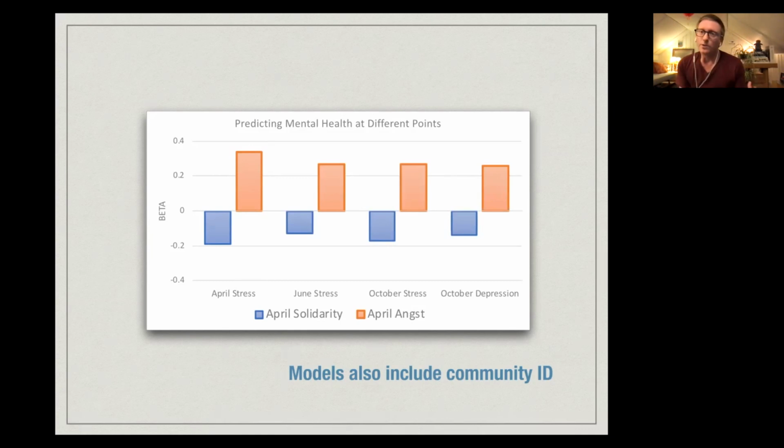And these models include the community identification scale. So this is over and above feeling identified with the local community. Feeling that the community has solidarity is a positive, or I guess a negative contributor to stress, and feeling worried for your community's future is a positive contributor to stress and to depression ultimately.